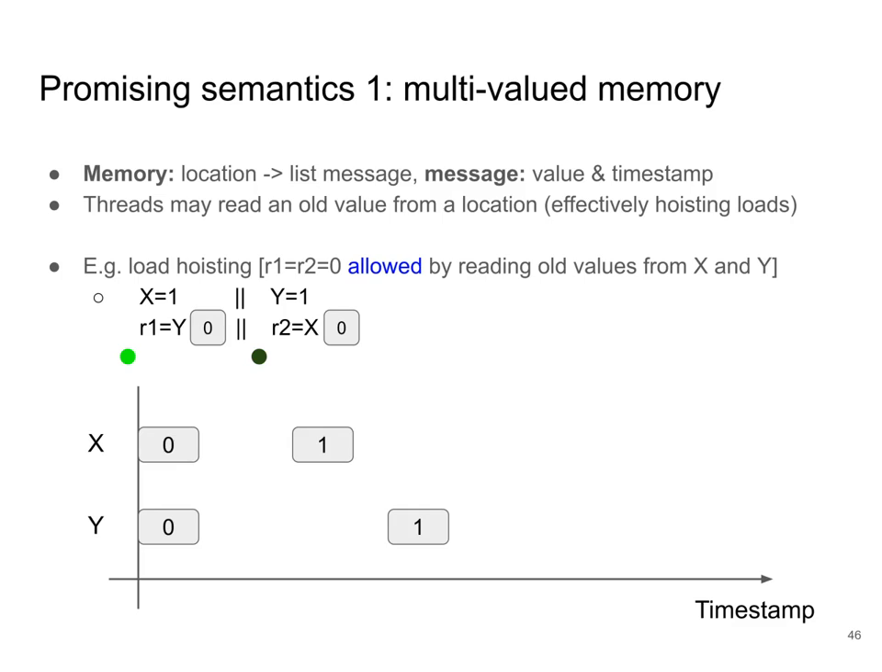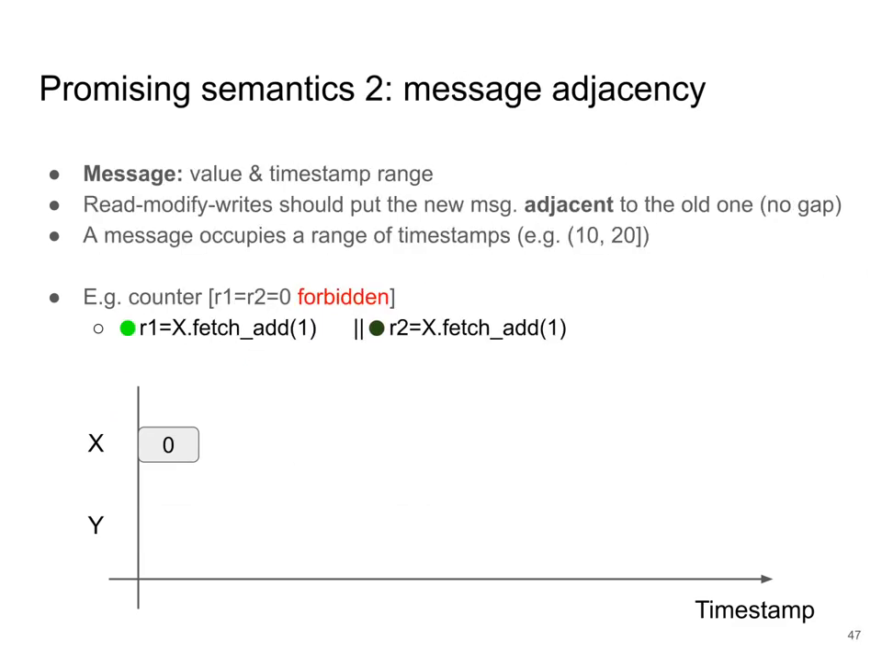Okay, this is the first idea of promising semantics, multi-valued memory. And I'd like to proceed to the second key idea, which is memory adjacency. Okay, so far so good.